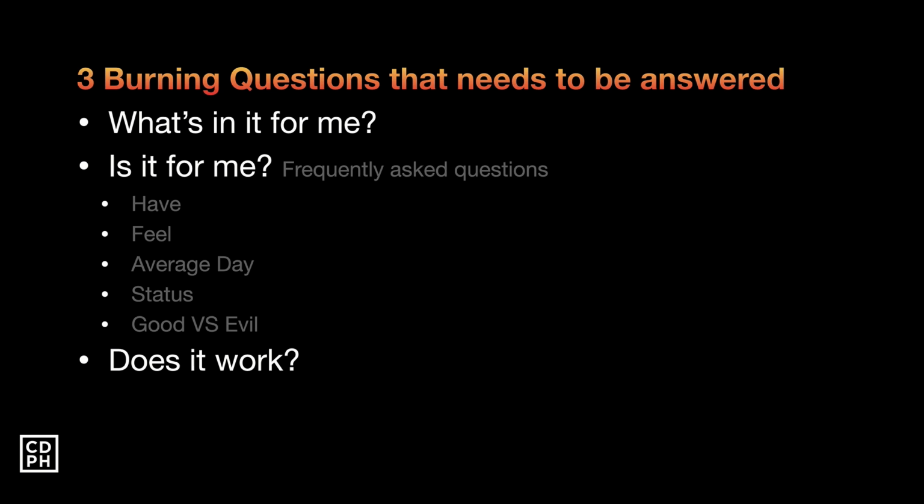The next is, is it for me? Yung frequently asked questions. 'Di ba guys, sabi ko kanina na yung binebenta talaga ng lahat ng businesses is transformation and then relationship. And meron tayong 5 things na kailangan i-consider para masabi na transformation siya. Okay? Like for example, eto pala sila: have, feel, average day, status, good versus evil. For example, nasa feel tayo na copy. From feeling frustrated down to feeling relieved.